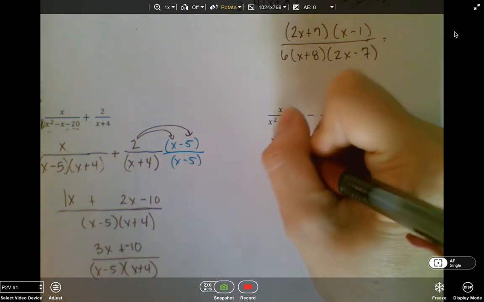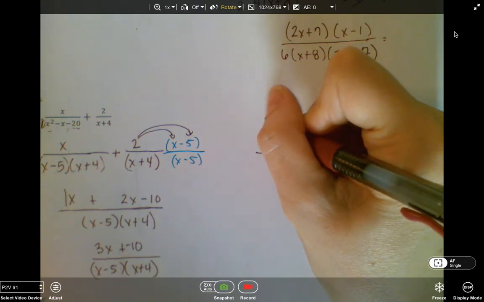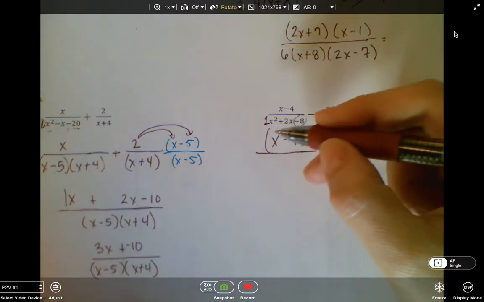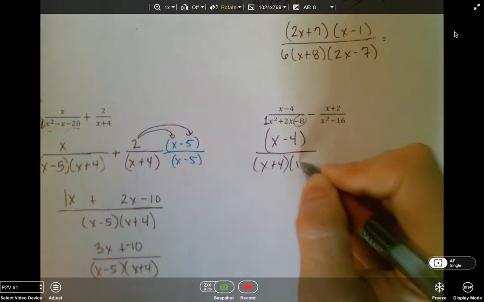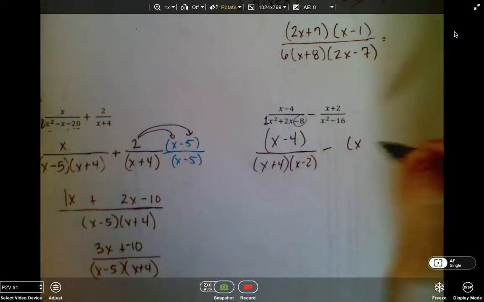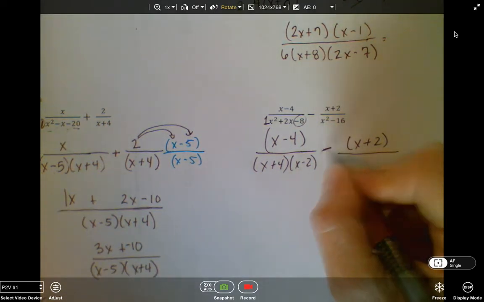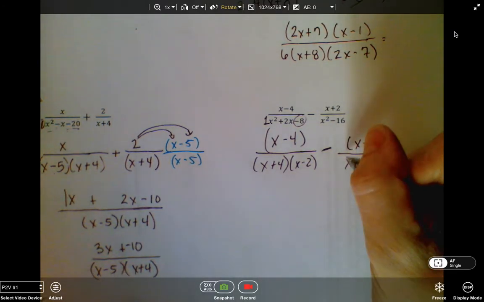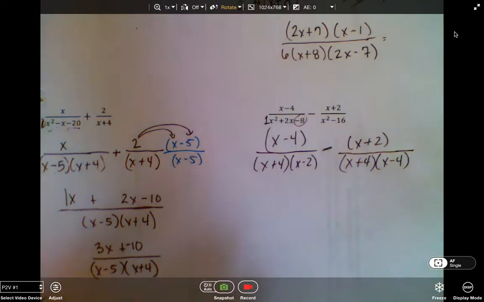Let's look over here at this one. Factoring x minus 4. Again, our a is just a 1, so we need two numbers that multiply together to make negative 8, but add to make positive 4. So that would have to be positive 4 and negative 2. x plus 2. I'm going to put these parentheses to remind us that everything in that numerator is being subtracted. And then this becomes x plus 4, x minus 4, difference of perfect squares.